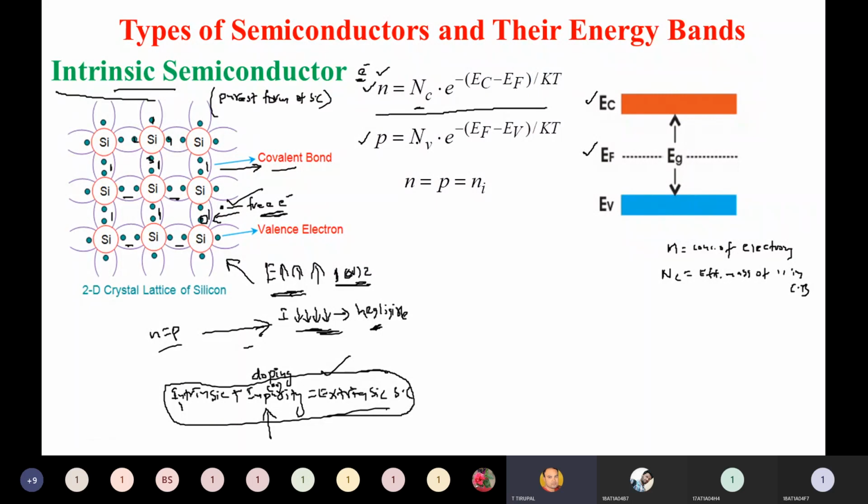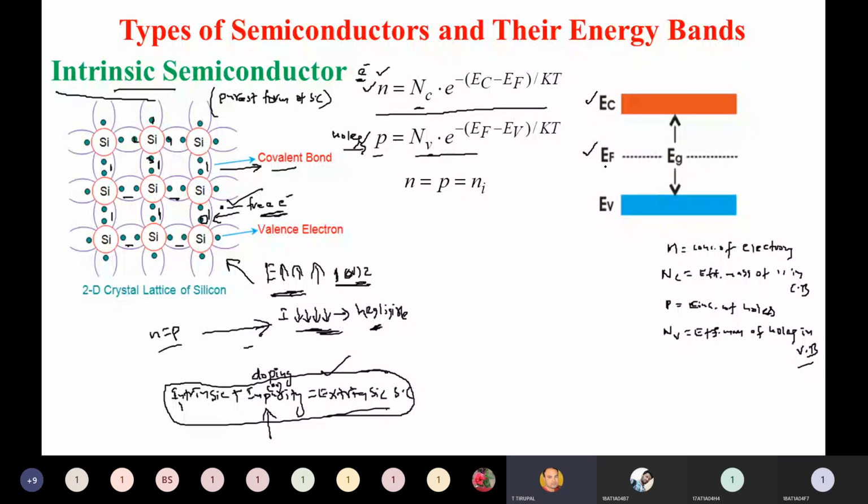Similarly, the concentration of holes is given by p. p is equal to Nv. What is Nv? Nv is the effective mass of holes in the valence band, into e power minus of (Ef minus Ev) whole divided by kT, right? So this will represent the valence band.